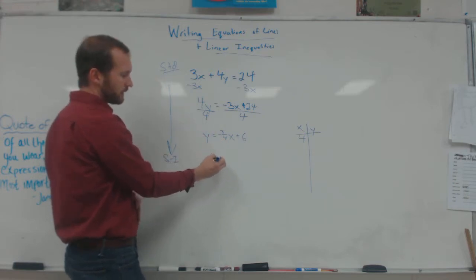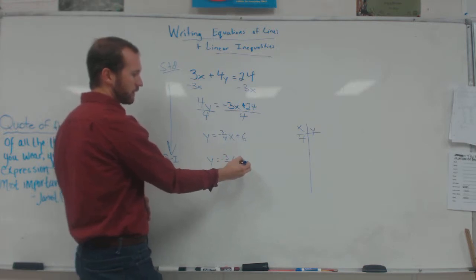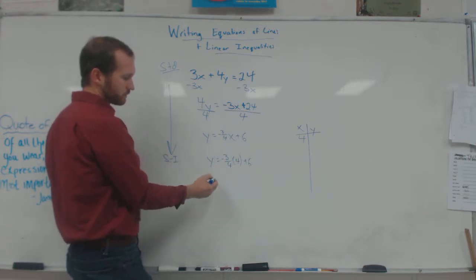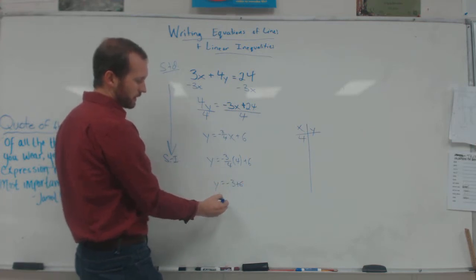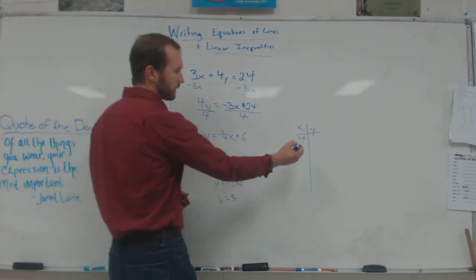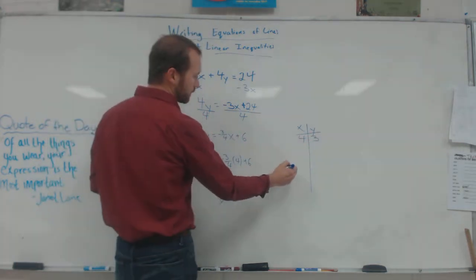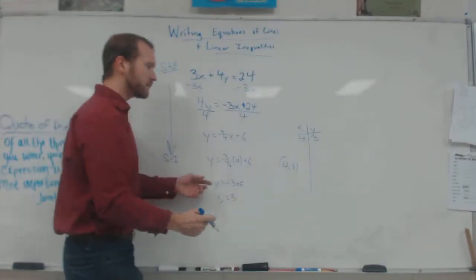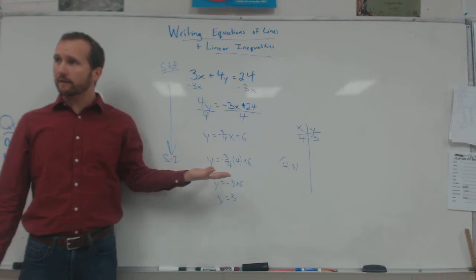So I'm going to say y equals negative 3/4 of 4 plus 6. Y equals negative 3 plus 6. Y equals 3. So now I have a point, 4, 3. Just by picking an x and plugging it in, I found a point on my line.